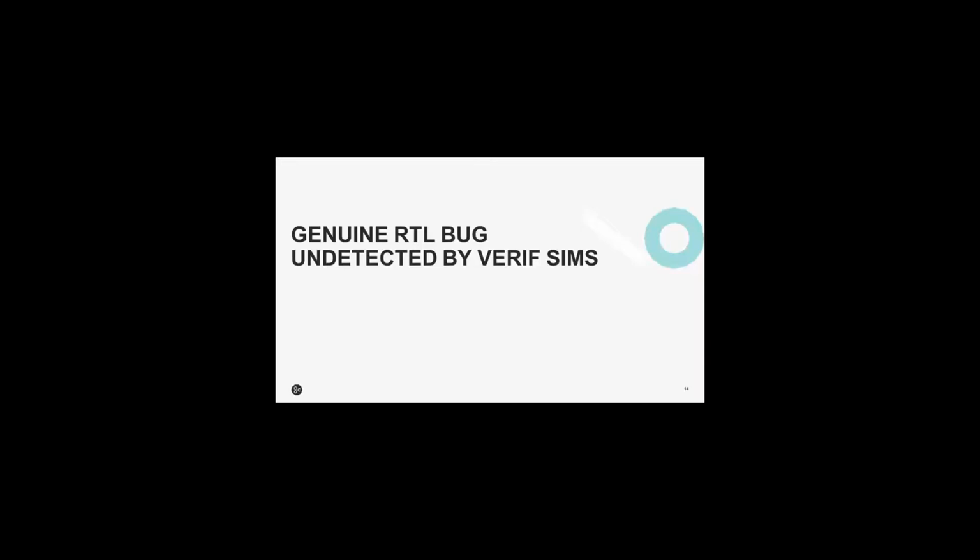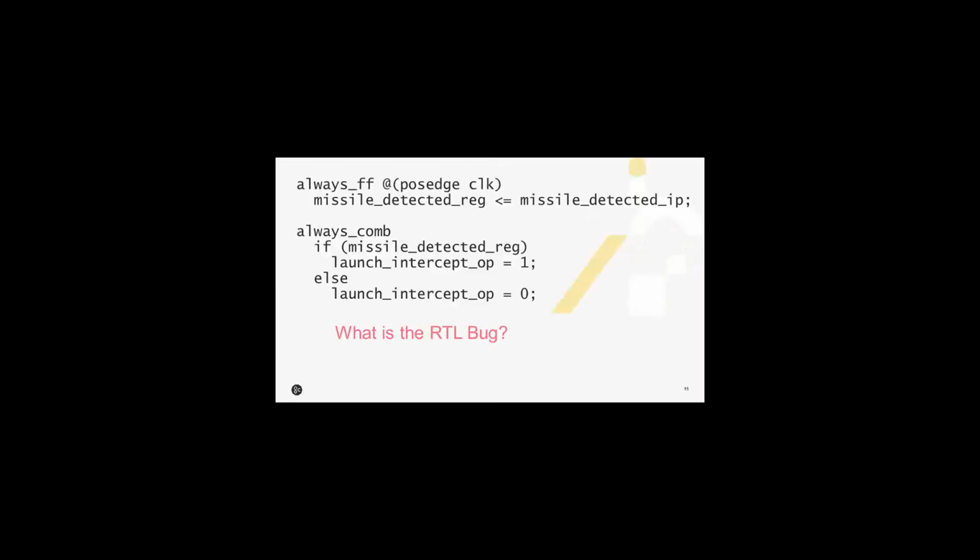Okay, right. Hopefully everyone's warmed up now. On to the next issue. This is where we have a genuine RTL bug. This is fine. This is what we deal with all day, every day. The problem, though, is that because of the way the RTL has been written, we cannot detect this bug in verification simulations. Okay, let's look at the code.